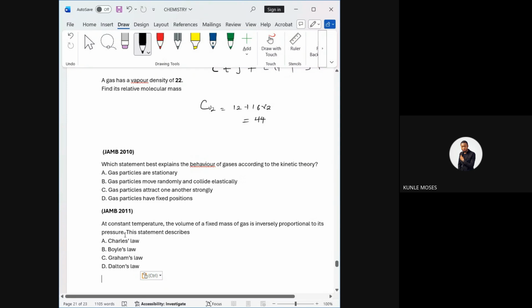At that temperature, the volume of the gas is the subject. B, Charles' law. Yeah, that's correct. Boyle's law actually explains the relationship between pressure and volume at constant temperature. Yeah, that's good. So Justice, over to you. Your own question is a calculation question.